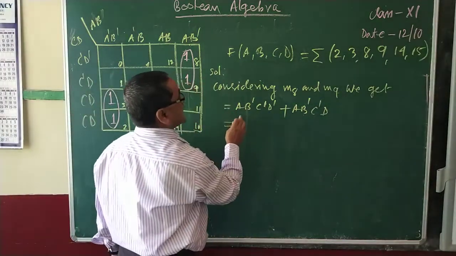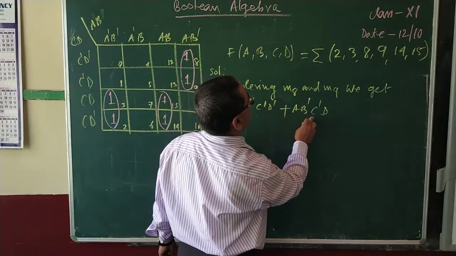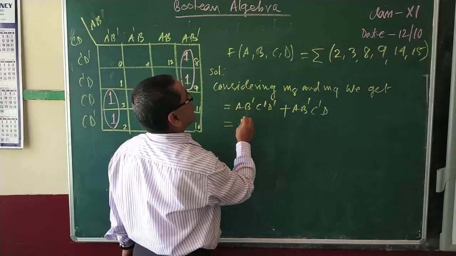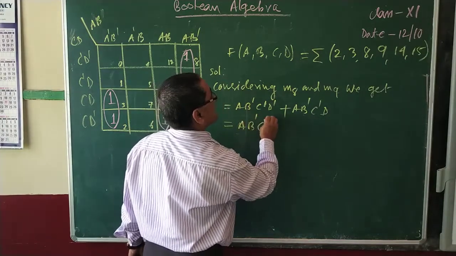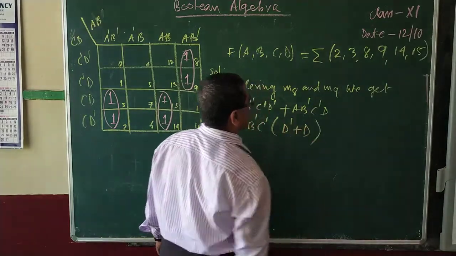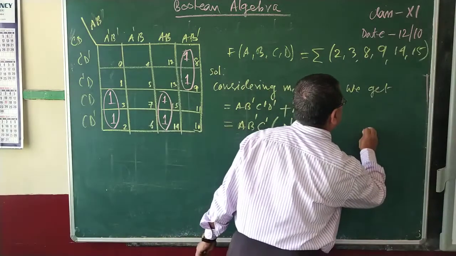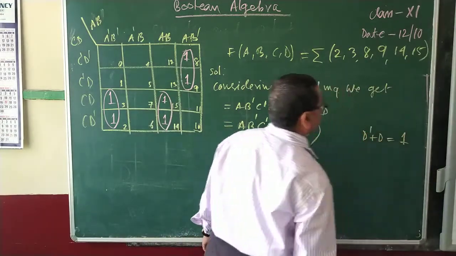First I wrote the two cells. Now you see here A B complement C complement D complement and A B complement C complement D. If you take A B complement C complement common, then D complement plus D remains. D complement plus D equals 1.